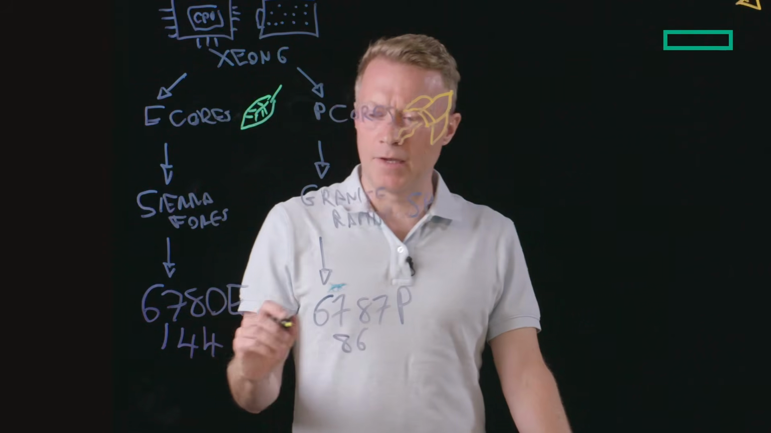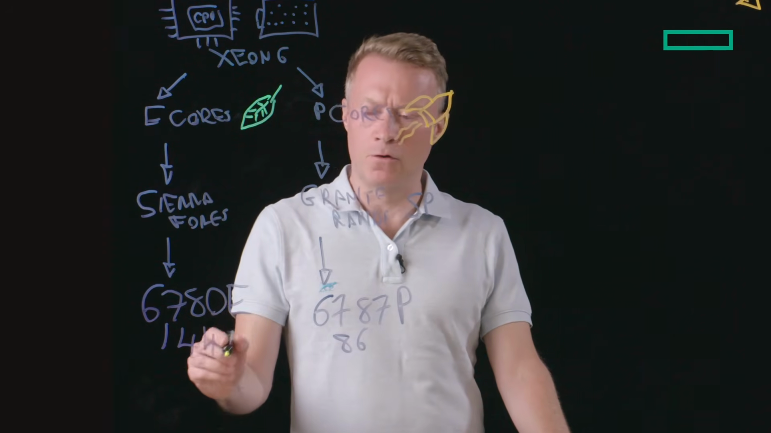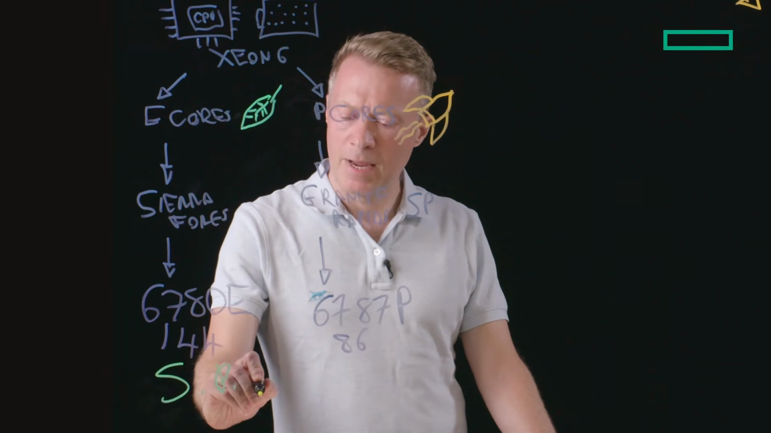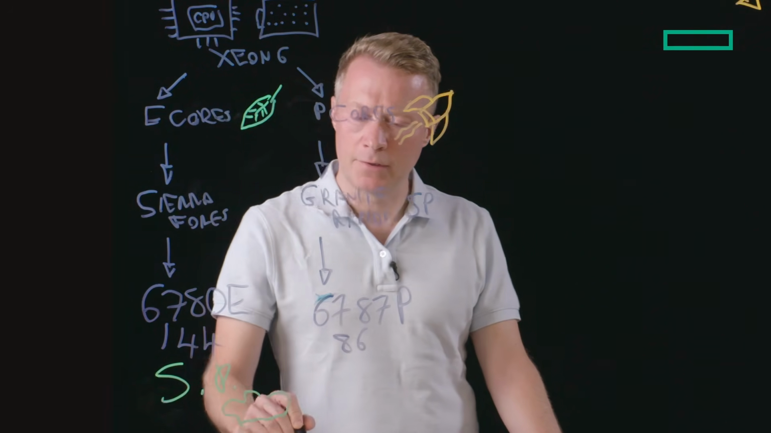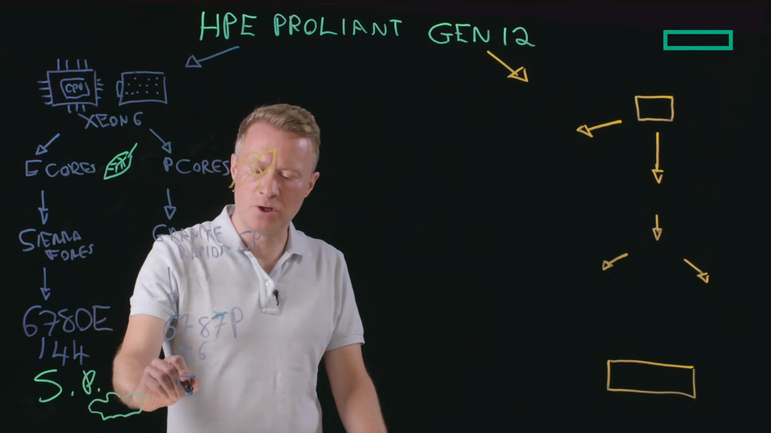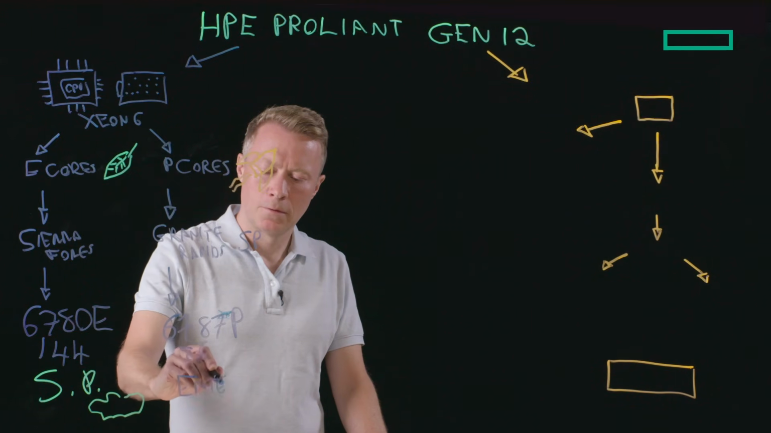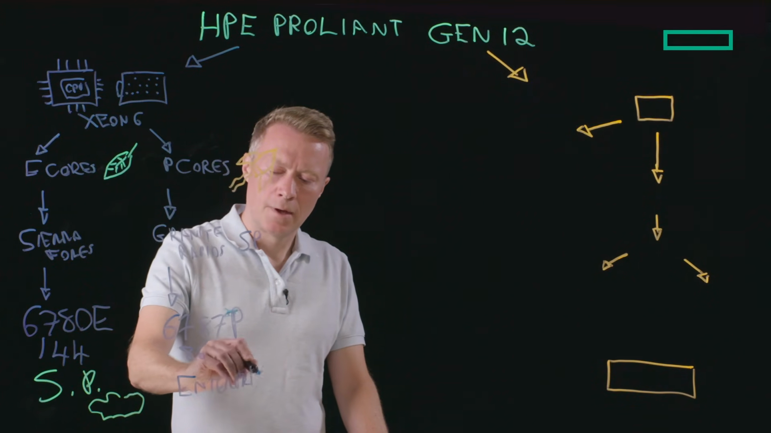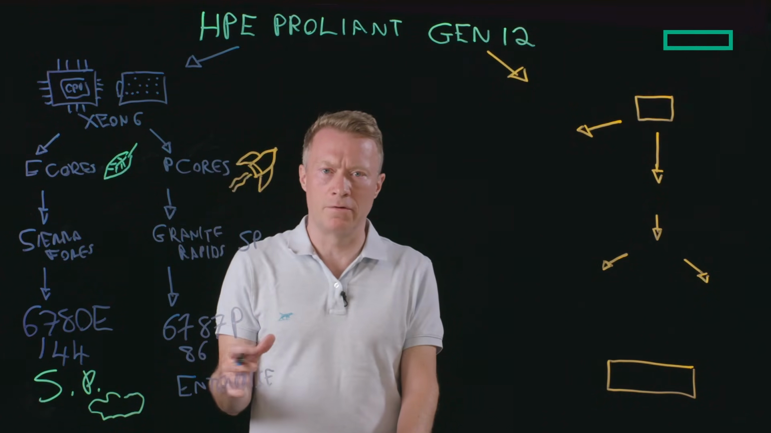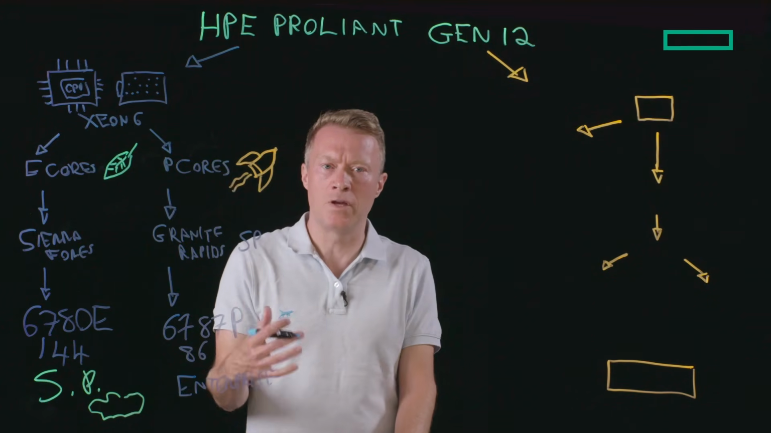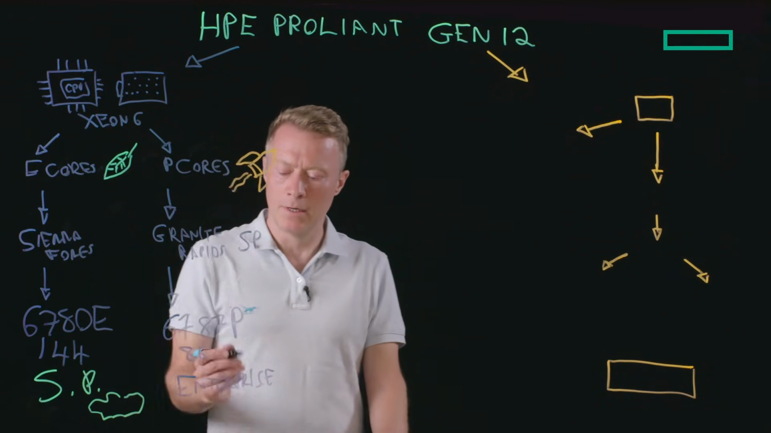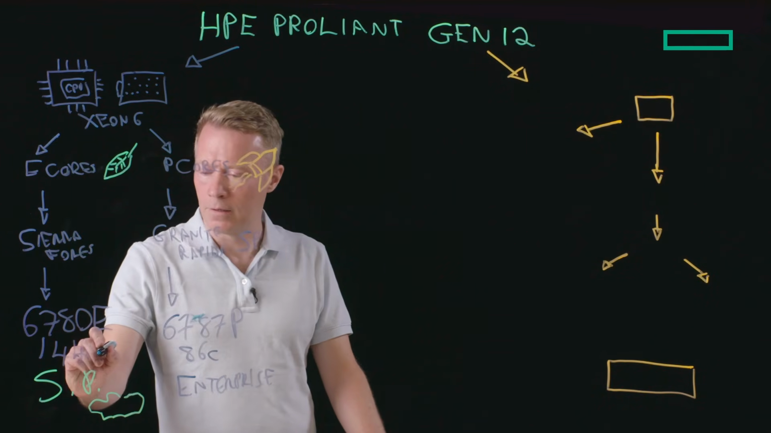Now, typically these 6780Es and the other E-core variants will be seen in service providers, people building their own clouds, in effect. The P-cores we tend to see in enterprise. So for the majority of users, and the majority of use cases, this will be the most common processor. It's logically the direct successor to what you may have been buying in HPE ProLiant Gen 11 Intel models, for instance. I'll just write a C on here just to make it clear these are cores as well.